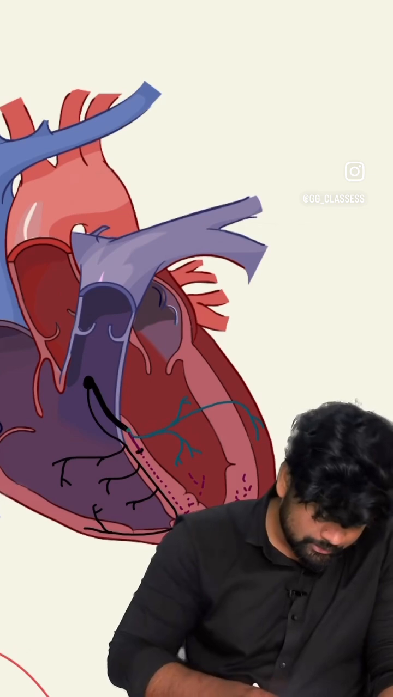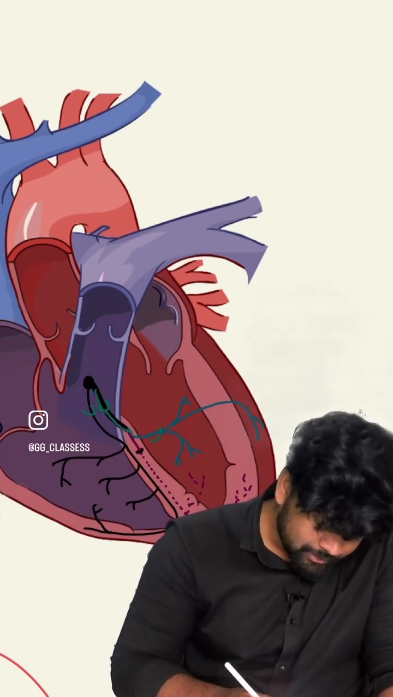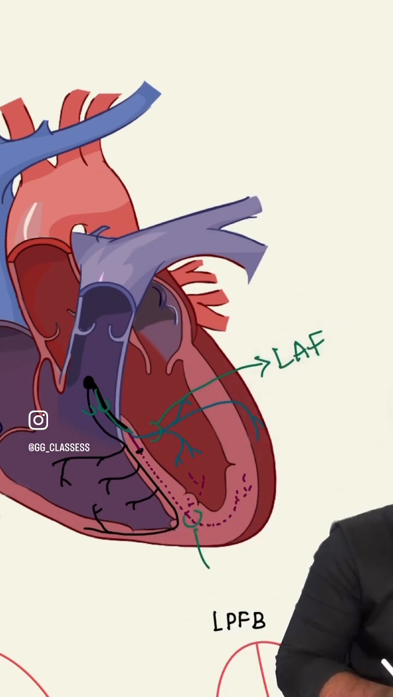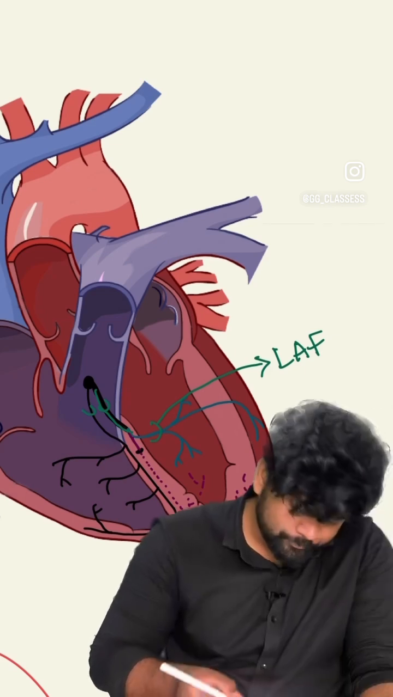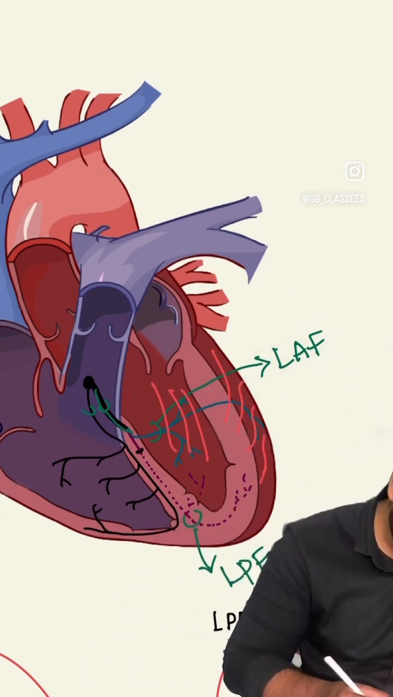That is, this is the right bundle branch, this is the left bundle branch. The left bundle branch divides into the left anterior fascicle and the left posterior fascicle. This is the left posterior fascicle. The left anterior fascicle will supply the anterior and lateral parts of the heart. The left posterior fascicle will supply the inferior and posterior parts of the heart.